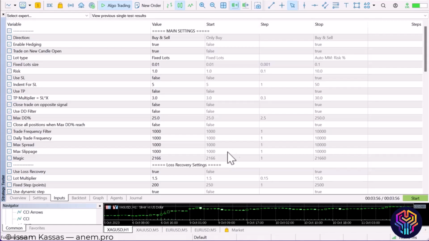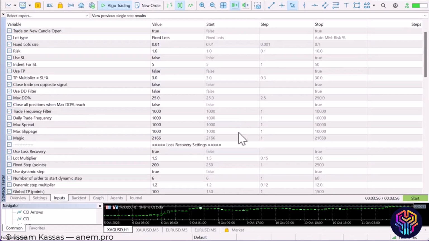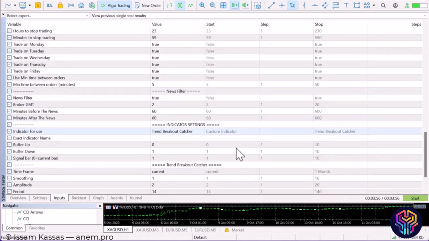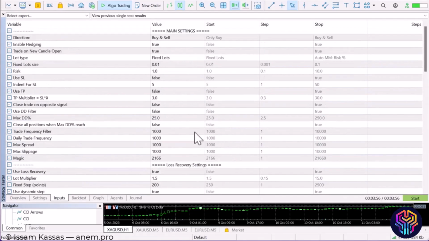In the previous video, I talked about the demo version and how to test the Smart Universal Expert Advisor. In this video, I am going to talk to you about the benefits of the Smart Universal Expert Advisor and why it's called Smart Universal Expert Advisor and how to use it. What are the strategies that you can find inside of the Expert Advisor and how to take full advantage of all these settings here.